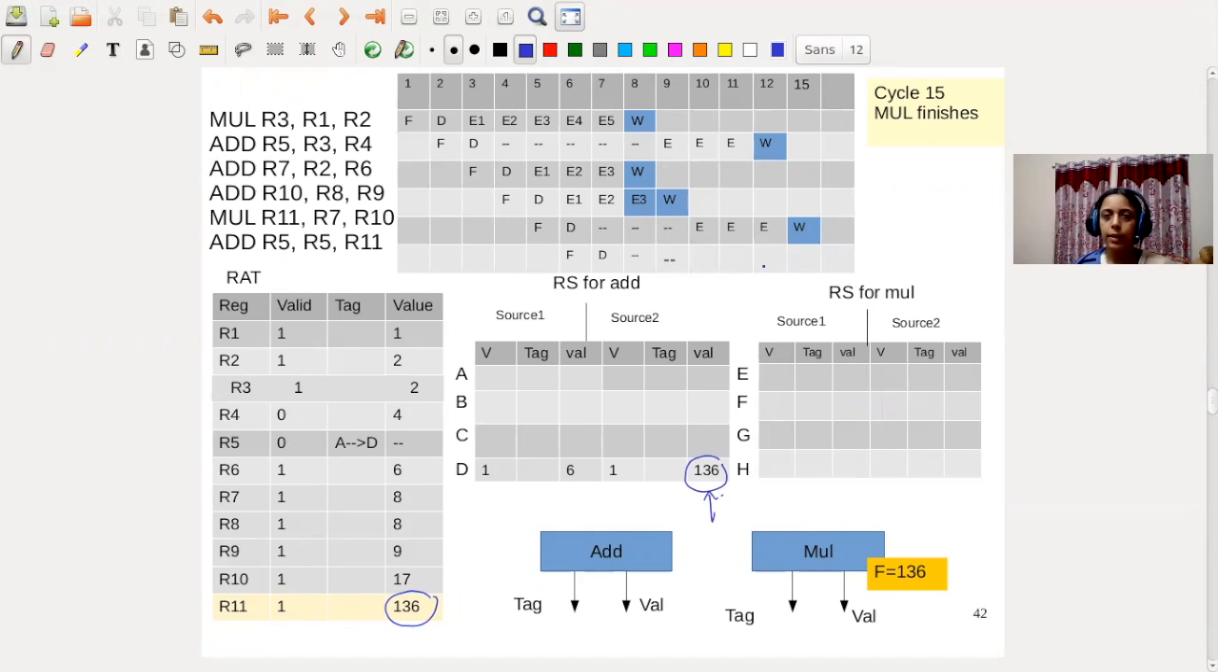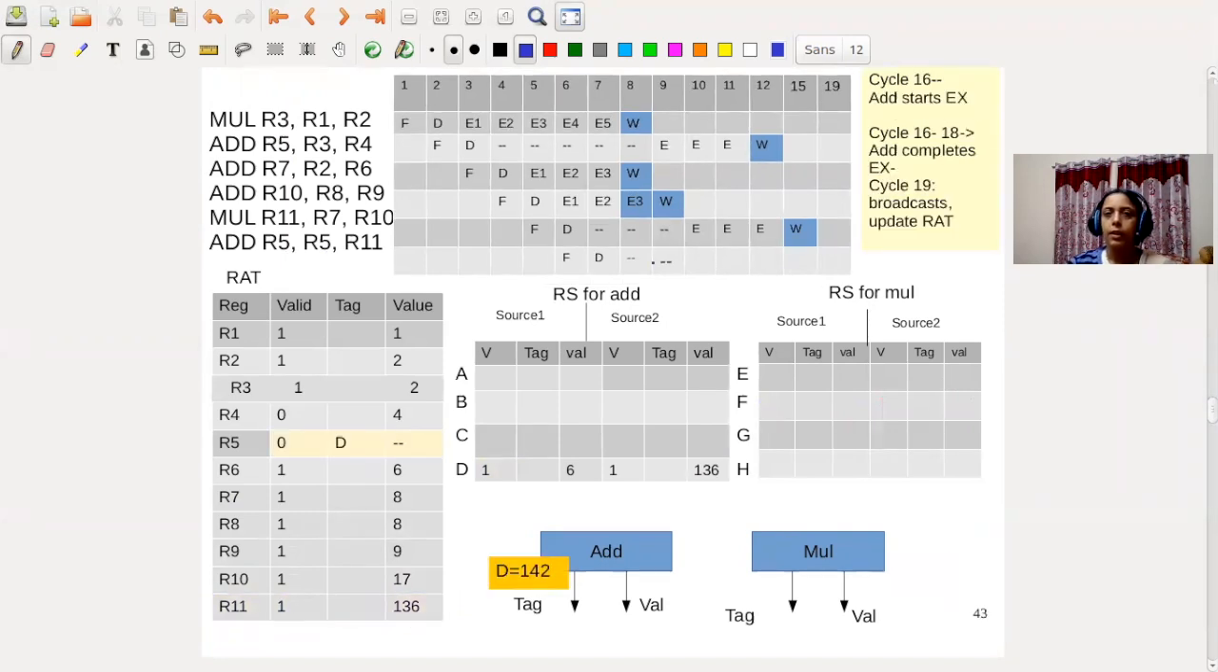Now, what happens is the last add is going to start its execution, and I'm not showing it here. It starts its execution in cycle 16, and in 17, 18, it's going to complete. And then in 19, it is going to broadcast and update the RAT. So D equals 142 is the last one.